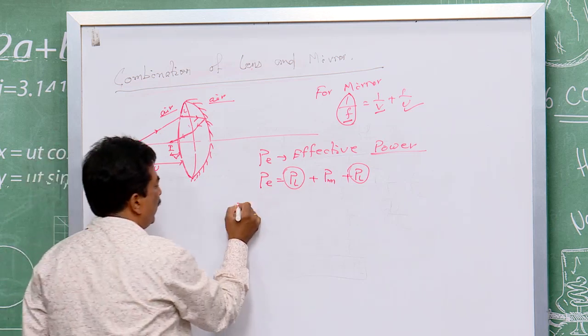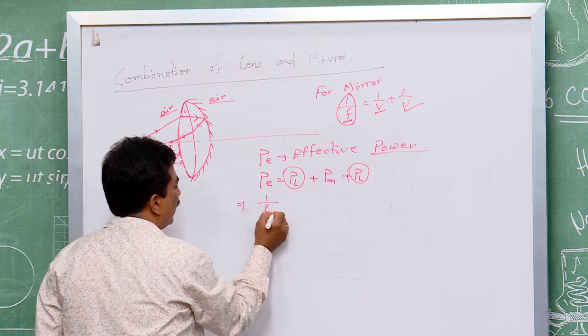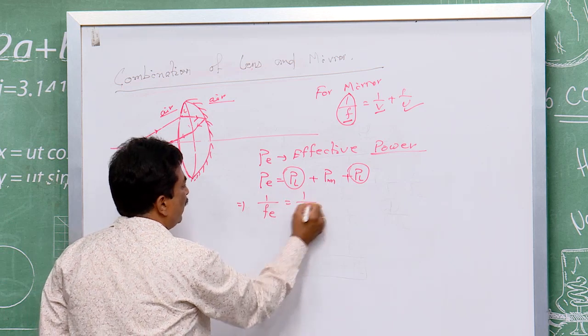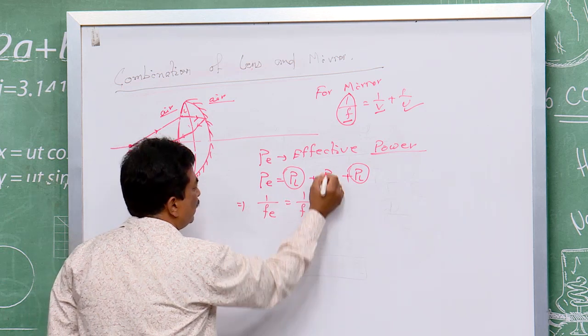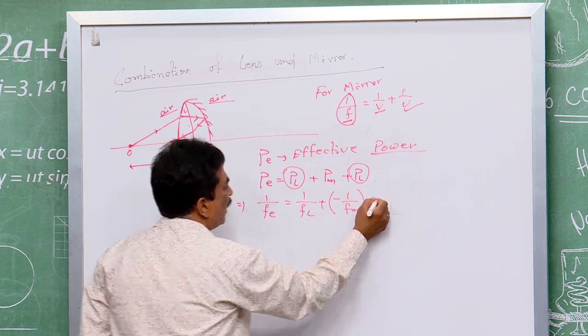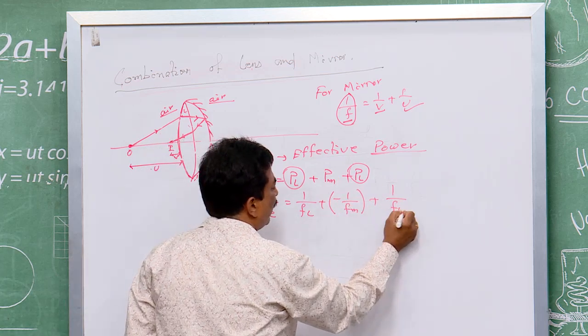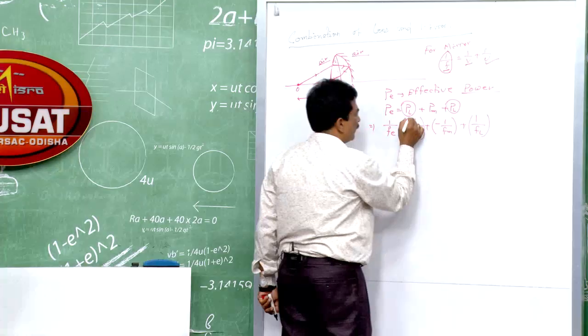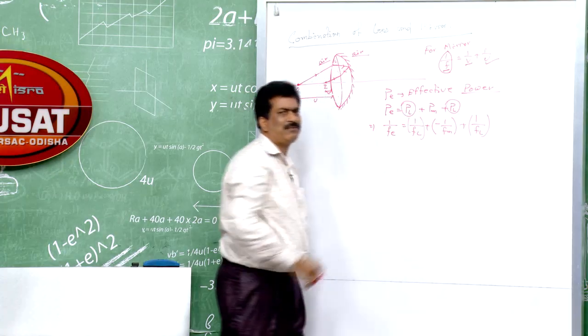So this PE is equal to 1 by FE, this PL is equal to 1 by FL, this PM is equal to minus 1 by FM, and this PL is equal to 1 by FL. Because the power is the reciprocal of the focal length.